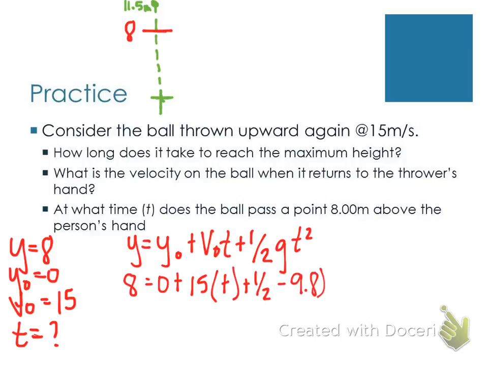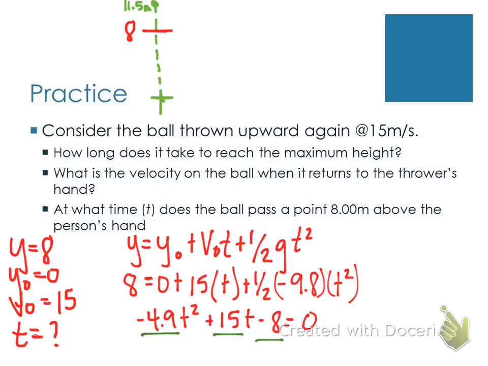Can anyone see the problem that we're going to run into yet? T and t squared. That doesn't work. So what do we have to do to solve that? We've got to use the quadratic formula. We have to use the quadratic formula because we are left with negative 4.9 t squared plus 15t minus 8 equals 0. So there's our quadratic formula components: negative 4.9, positive 15, and negative 8.